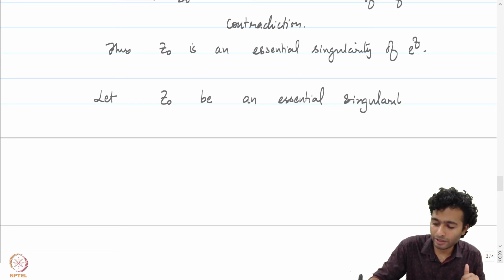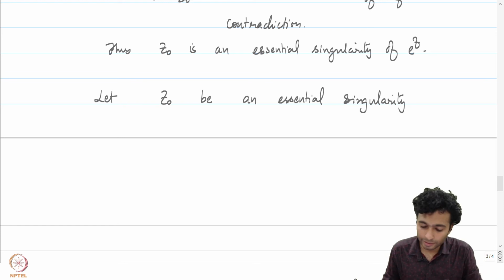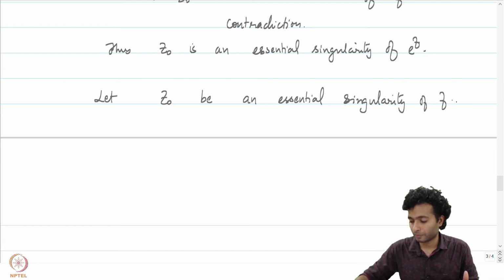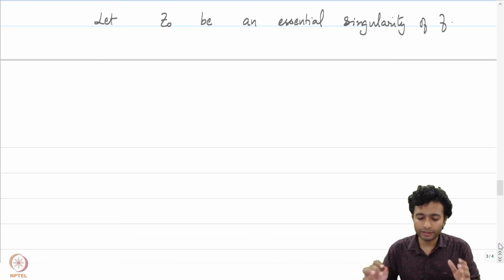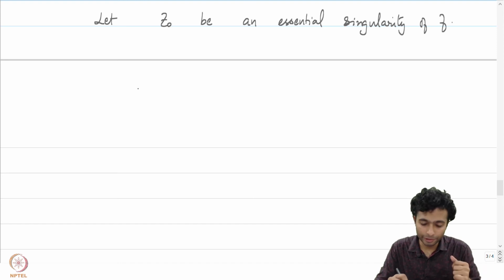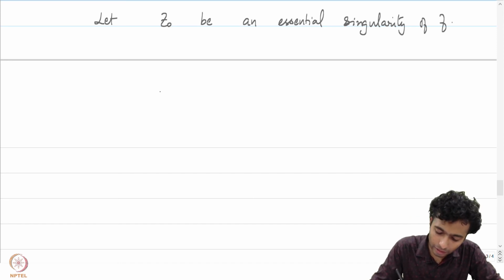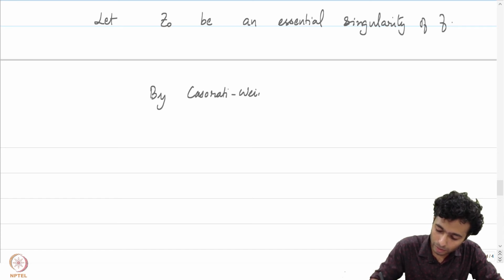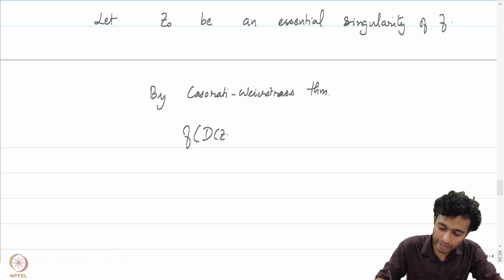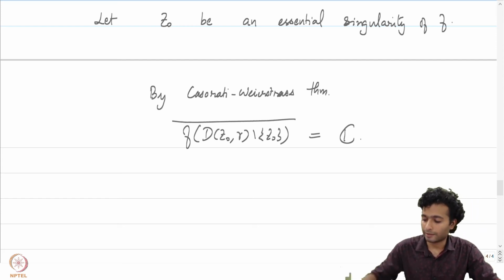In this case, we are going to use the Casorati-Weierstrass theorem to establish that z0 is going to be an essential singularity of e to the power f as well. The key thing to note is that exponential is a map from the complex plane to C minus 0, and it's a continuous function. So hence, by the Casorati-Weierstrass theorem, let me just write the statement down: f of D(z0, r) minus z0, if you look at this function's closure, that is going to be equal to C.